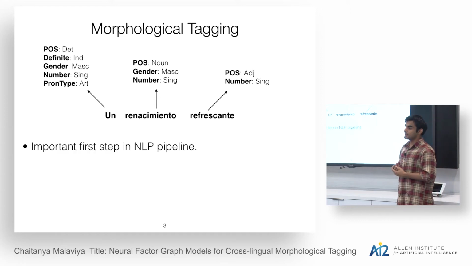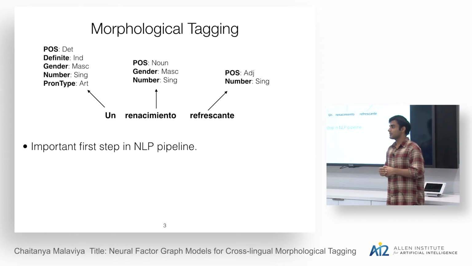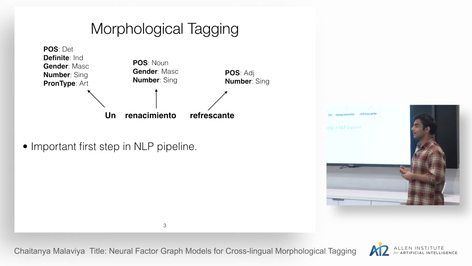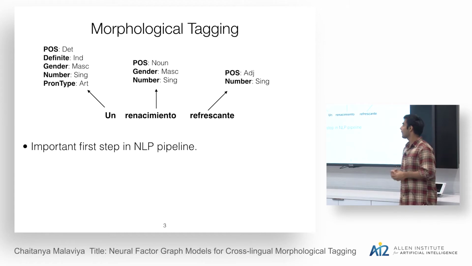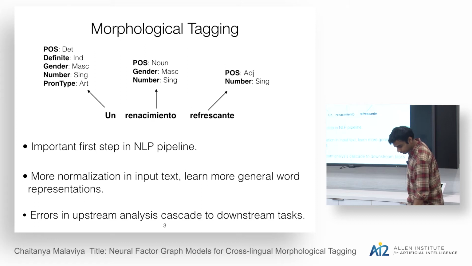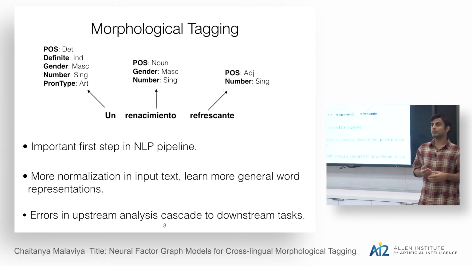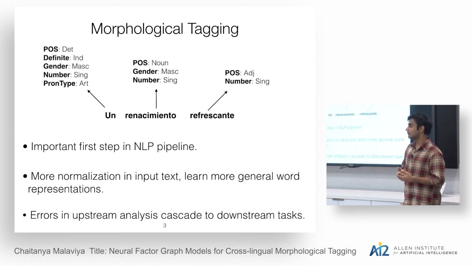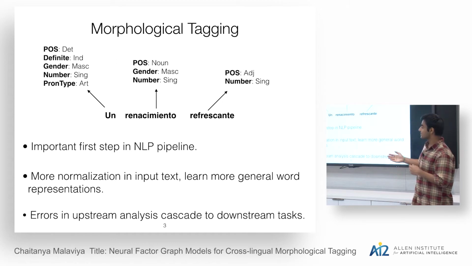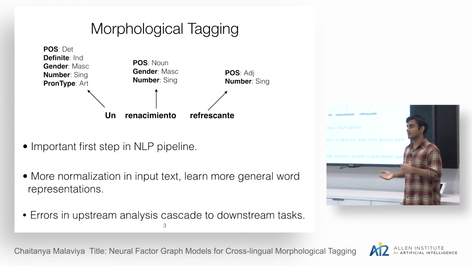Why is this task important? It's important as a first step in the NLP pipeline. People often do morphological tagging or POS tagging for the tasks of translation, dependency parsing, and information retrieval. It allows us to get more normalization in the input text. There could be several forms of the same morpheme, but we would probably like to learn a single representation for them to have a more generalized model. And of course, errors in this part of the pipeline would naturally cascade down to downstream tasks such as parsing. So if we don't perform well on this task, then we're going to lose accuracy wherever this information is used, like parsing or information retrieval.